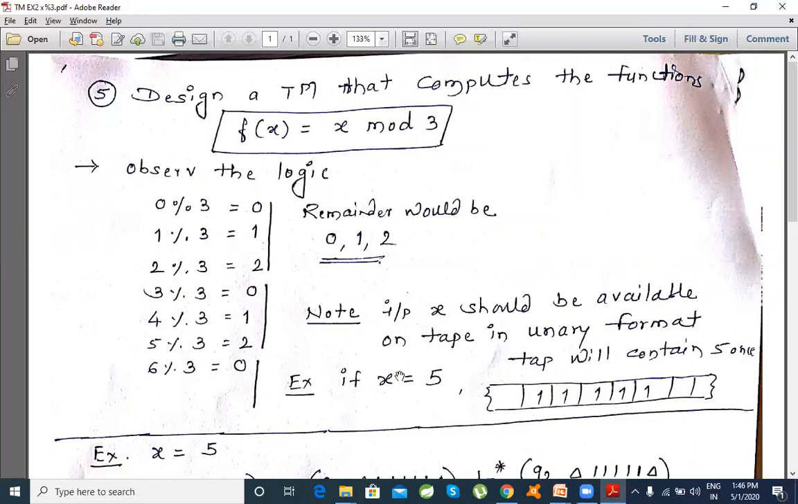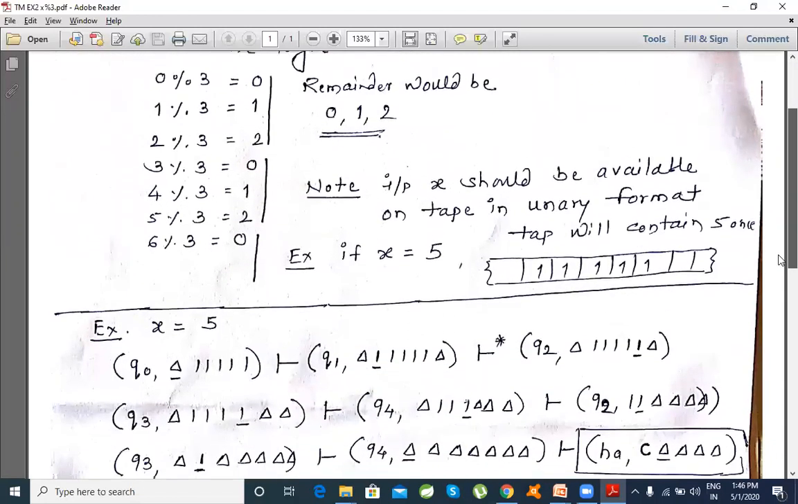For example, if I want to compute 5 mod 3, 5 is my input, and this 5 is represented on the Turing machine tape as 5 ones. This is a simple convention. If I have 100 to be processed, then 100 ones should be there on my tape. Let's proceed further.